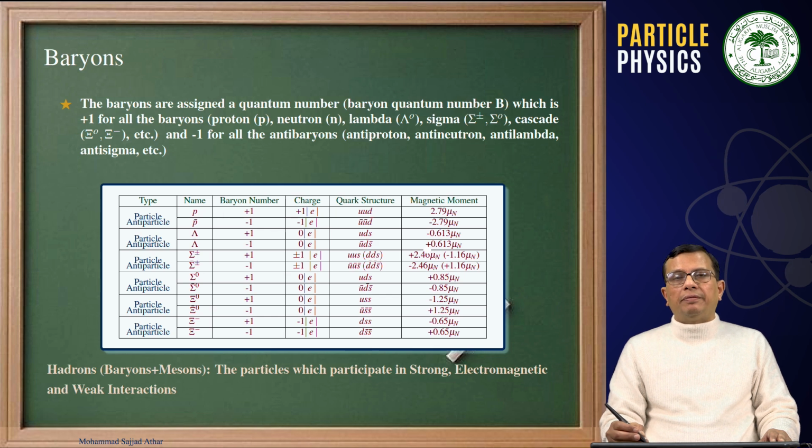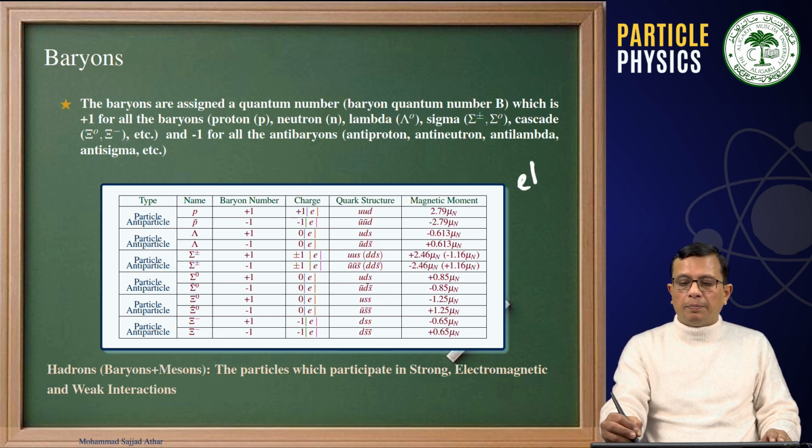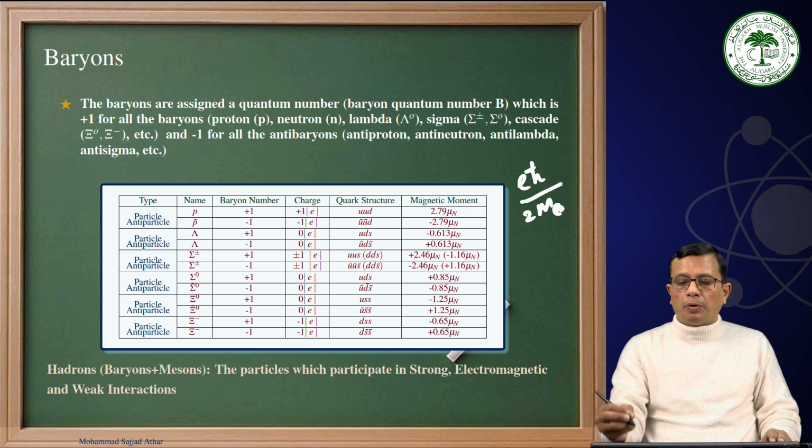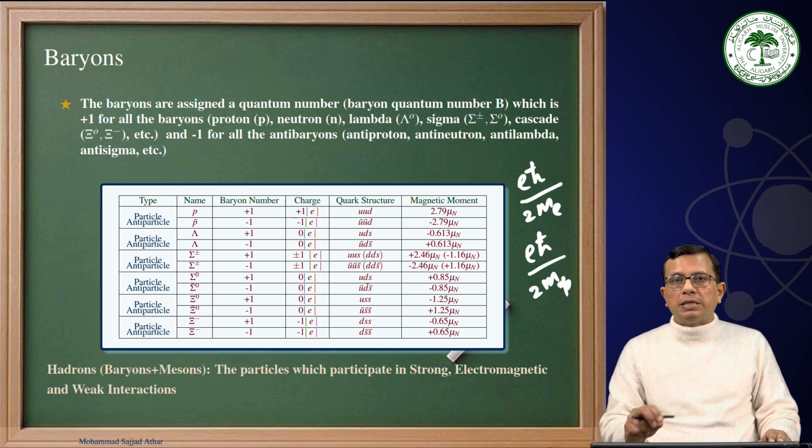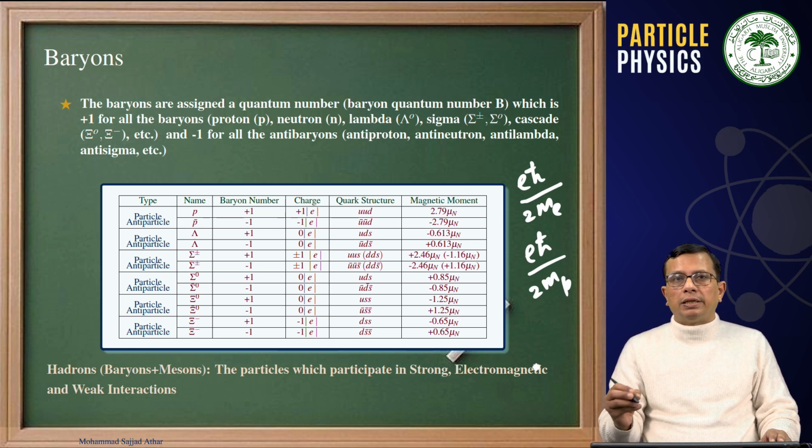Similarly, the other point which we discussed in the class is that if we assume the magnetic moment of the proton should be like the magnetic moment of the electron, given for the electron by eħ upon 2me, this is known as one Bohr magneton. For the proton, it should be eħ upon 2mp, and since the mass of the proton is 1836 times more than the mass of the electron, and it is coming in the denominator, it's expected that the magnetic moment of the proton will be 1836 times smaller than that of the electron. And this is known as one nuclear magneton.